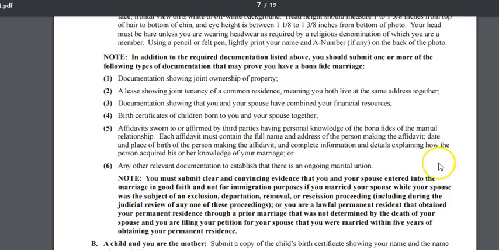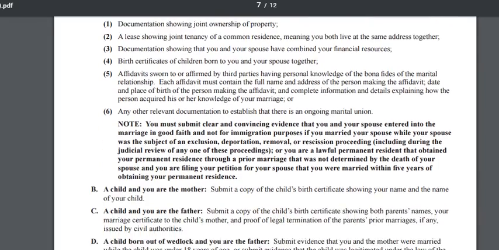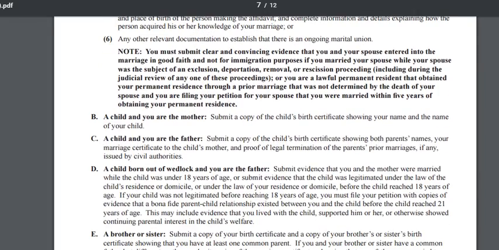Okay, they say, but at least you can submit one of it. So let's go for a child. It's easy if you're applying for your child. You only need the birth certificate for the child, showing your name and the name of your child. It's easy.